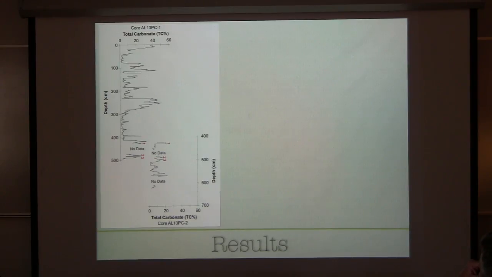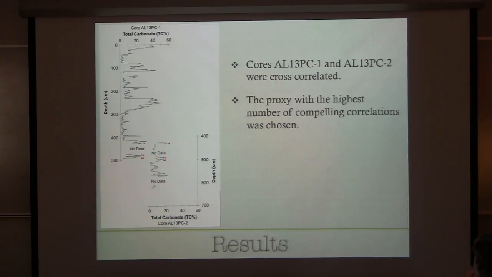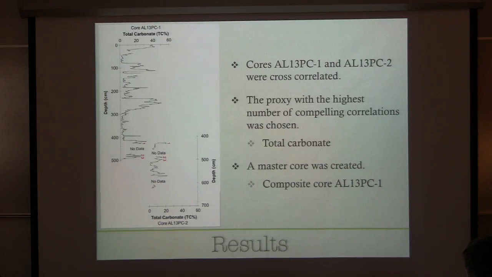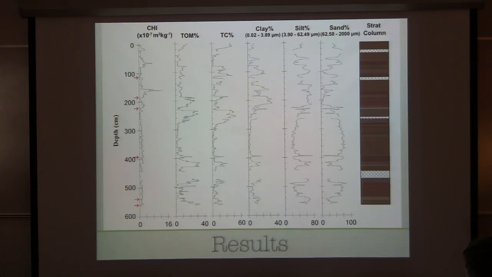Once we had our age model, we then constructed a composite core, or a master core, so we didn't have to work with 2 separate cores. To do so, we cross-correlated the 2 cores using visual wiggle matching. We did so for each of our different measurements, and we chose the measurement that had the most compelling correlations, which was total carbonate, which is shown here, and the peaks we correlated are shown by the red numbers. And then we'll use the total carbonate data to clip it into one master core, which we called the composite core, 13PC1.